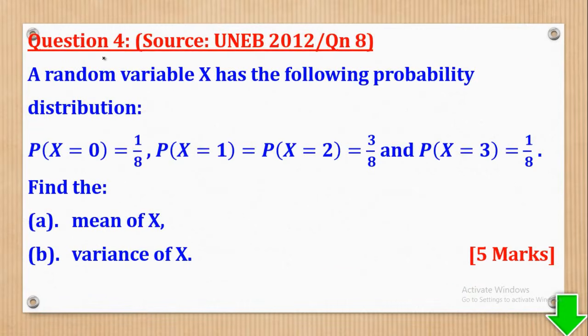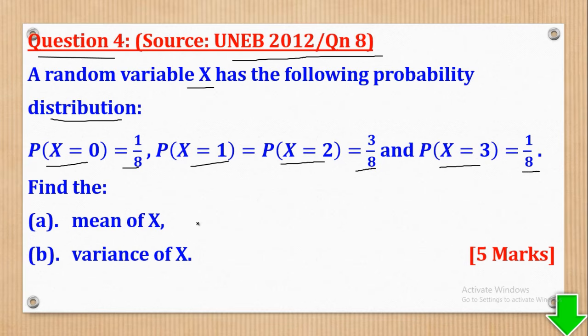That was question 3. Now we shall go to question 4, which came from UNEB 2012 paper 2 question 8, and says a random variable x has the following probability distribution. Probability of x equal to 0 is 1 over 8, x equal to 1 is equal to x equal to 2 and is equal to 3 over 8. Then the probability of x equal to 3 is 1 over 8. Find Roman 1 the mean of x and Roman 2 the variance of x.